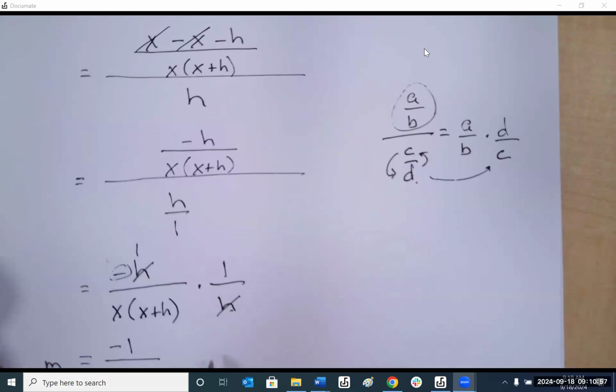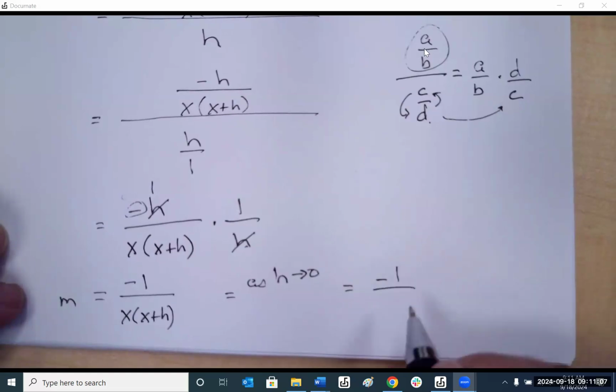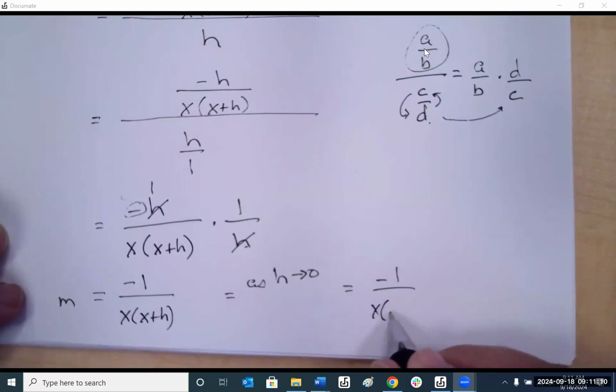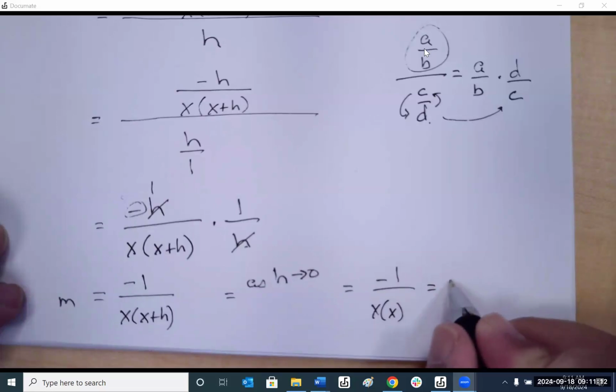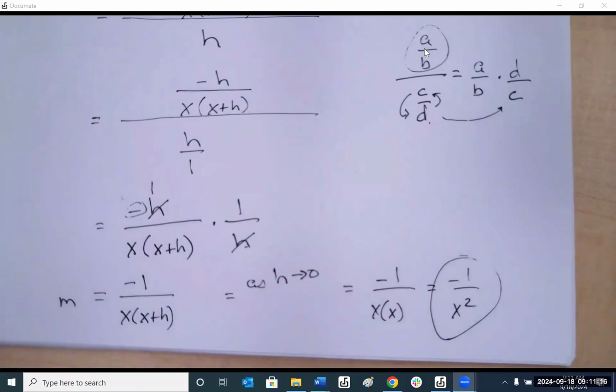So we're saying here, as h gets closer to 0, our equation becomes negative 1 over x times x. And that's our equation of our slope.